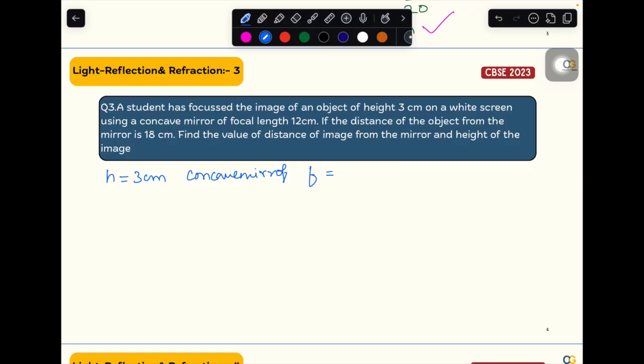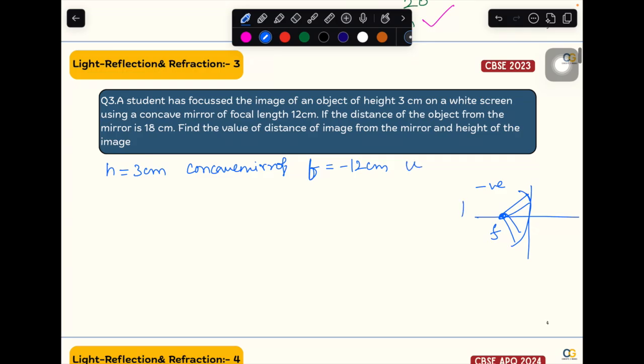So always do this. Draw a number line, put the mirror. Now this mirror will always converge things into its point to get the focal length, right? Which is the concave mirror, and anything this side is negative. So the focal length will be negative 12 centimeters. Now distance of the object from the mirror is 18. So object is always placed this side of the mirror, so you take it to be minus 18 centimeters. We need to find the image distance and height of the image.